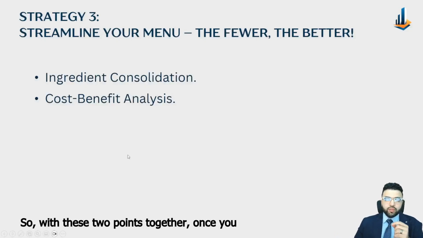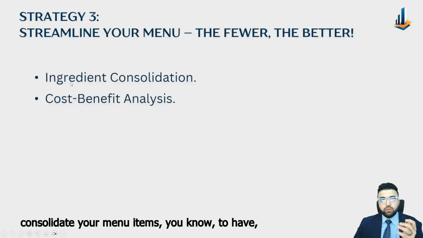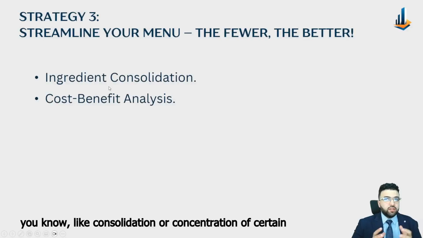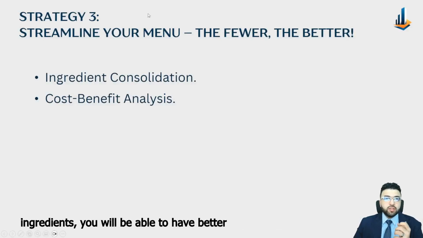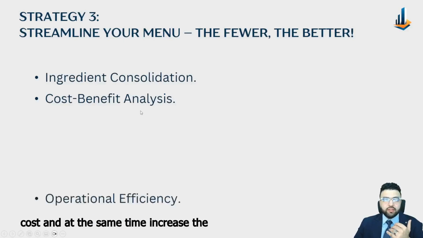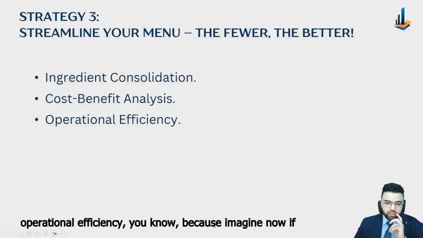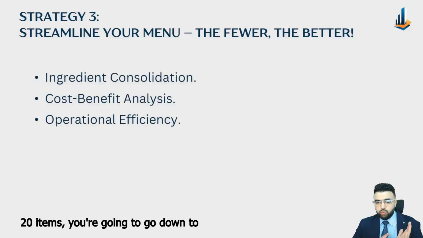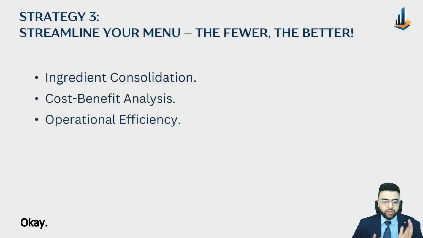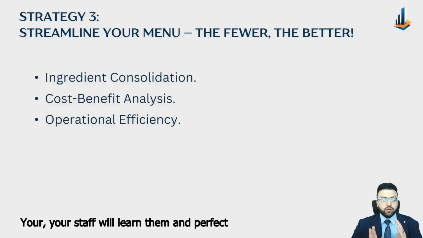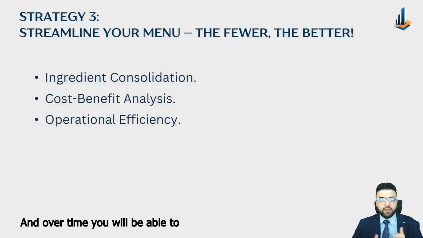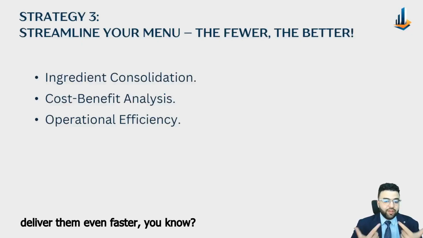All right. So with these two points together, once you consolidate your menu items to have a concentration of certain ingredients, you'll be able to have better control over them. You'll be able to analyze their cost and at the same time increase operational efficiency. Because imagine now if you're serving, instead of 20 items, you go down to 10. These 10 items, you're going to have better control of. Your staff will learn them and perfect these recipes better over time. And over time, you will be able to deliver them even faster.